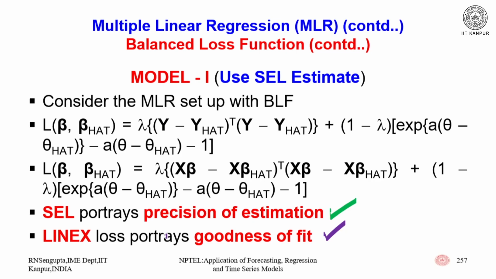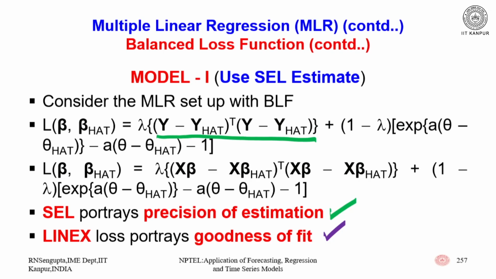The first part, which is squared error loss, is given for the case where I want to find out the square of the difference of the predicted value and the actual value. y is an n cross 1 column vector, and y hat is also an n cross 1 column vector. Y hat are the predicted values. The square of that is actually the squared error loss. That is why squared error loss is the precision of estimation.